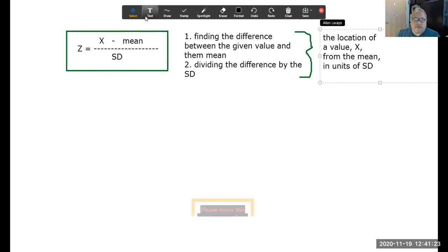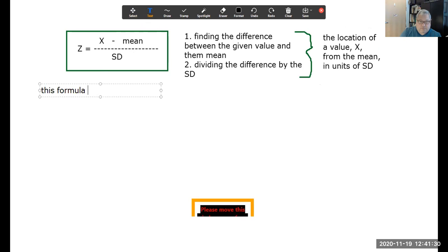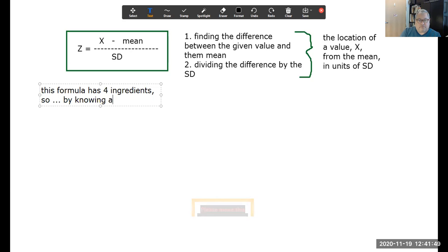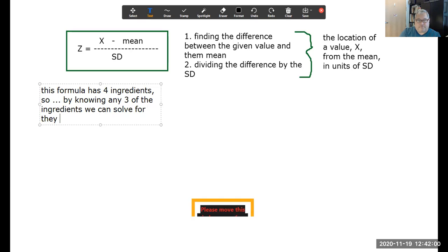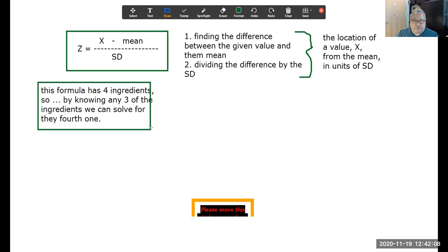Now, notice that this formula has 4 parameters, 4 ingredients. You can call these ingredients parameters; those are synonyms in this context. So by knowing any 3 of the ingredients, we can solve for the fourth one. And that's the critical insight in order to solve this quiz problem: knowing any three would give you the fourth. So in part A of this question, what am I given?